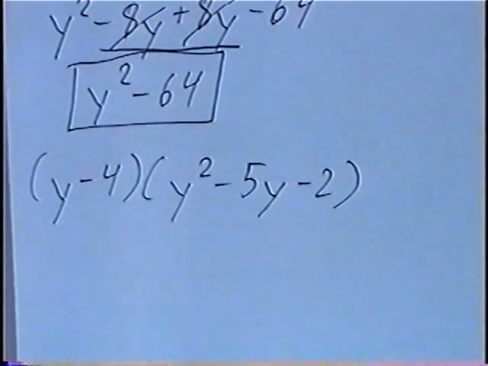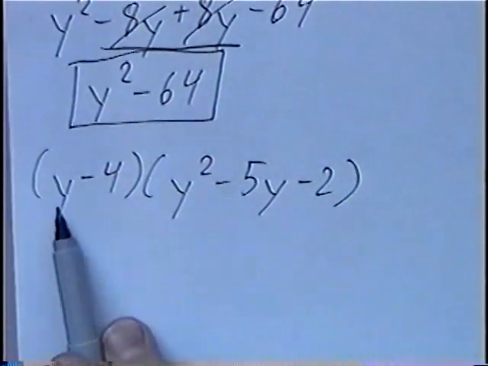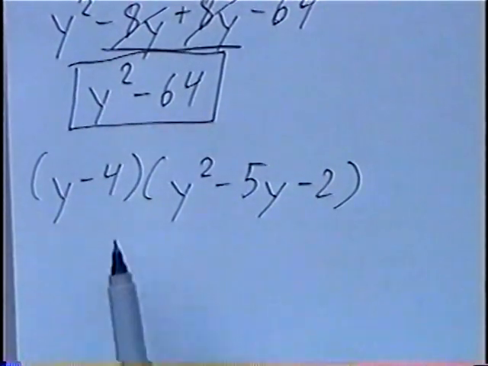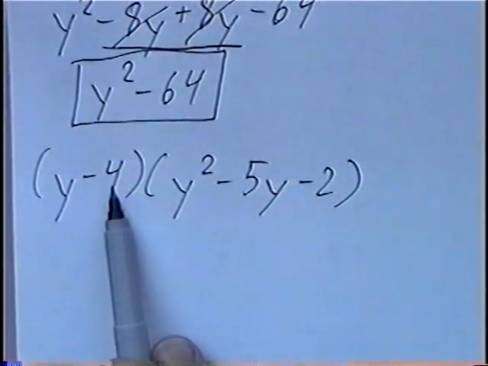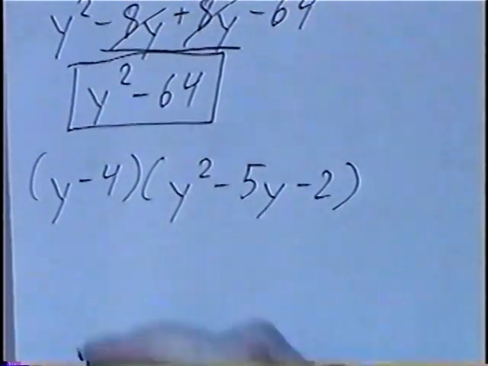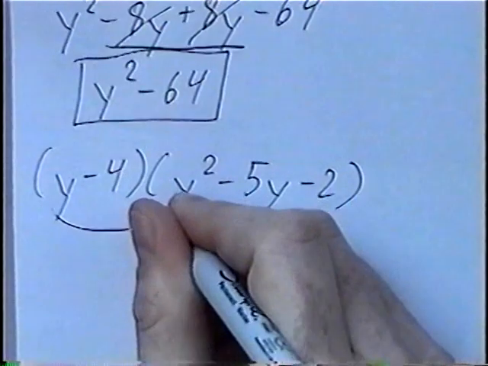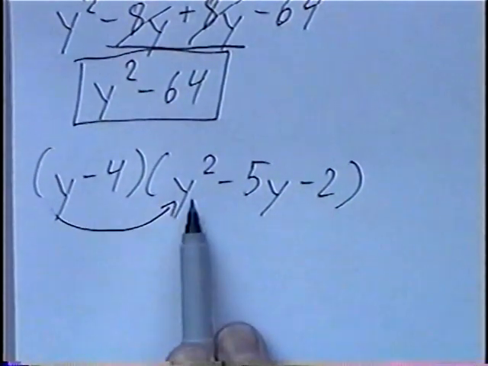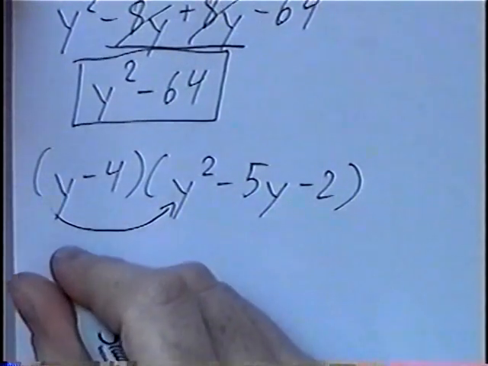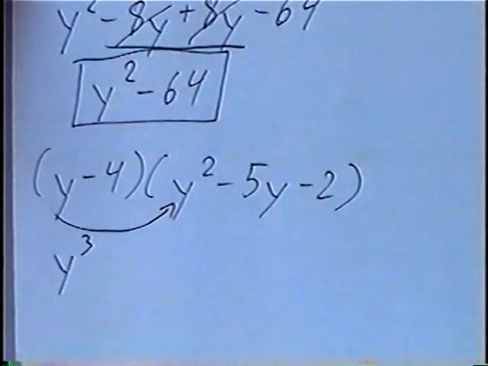Still using the concept of FOIL, we'll take the first term y and multiply it by each of the terms in the second parentheses, and we'll also take the negative 4, the second term, and multiply it by the three terms in the second parentheses. So the first step, we'll multiply y times y squared. Y times y squared, adding the exponents, would be y to the third power.